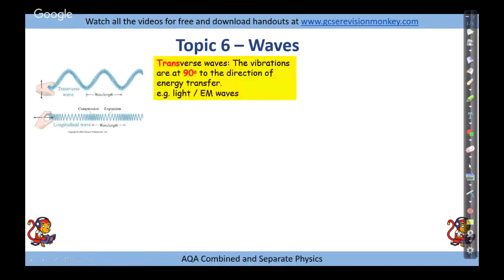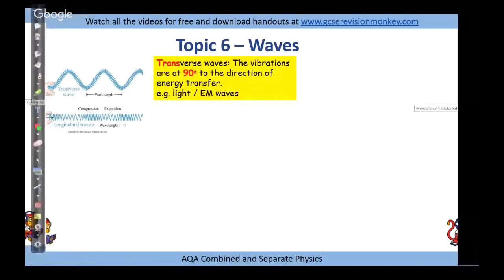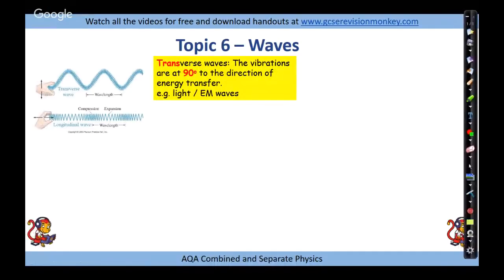Transverse waves, we've got the vibrations are at 90 degrees to the direction of energy transfer. The hand is moving up and down. The wave is moving left to right. So the vibrations are at 90 degrees to the direction of travel.